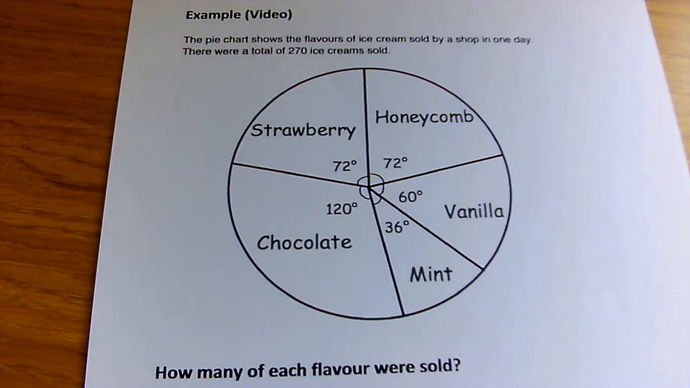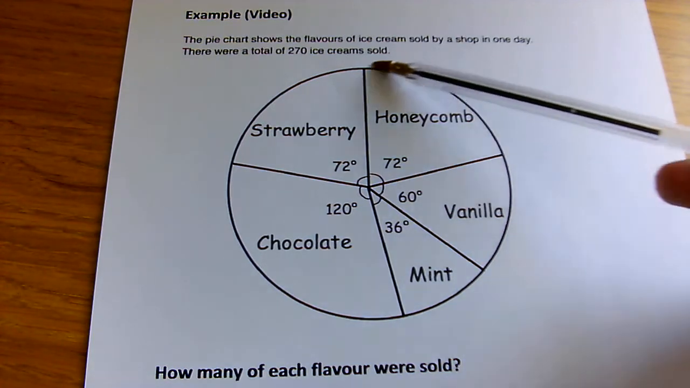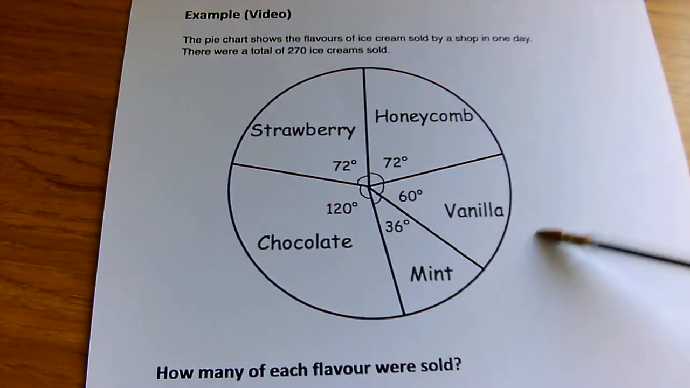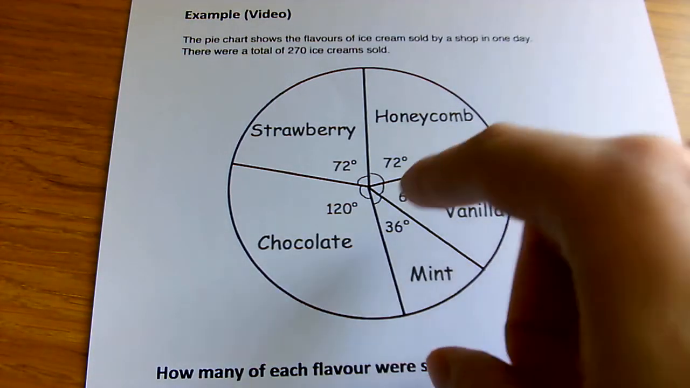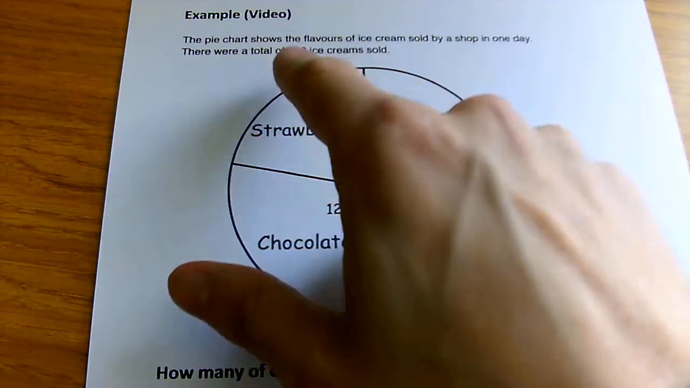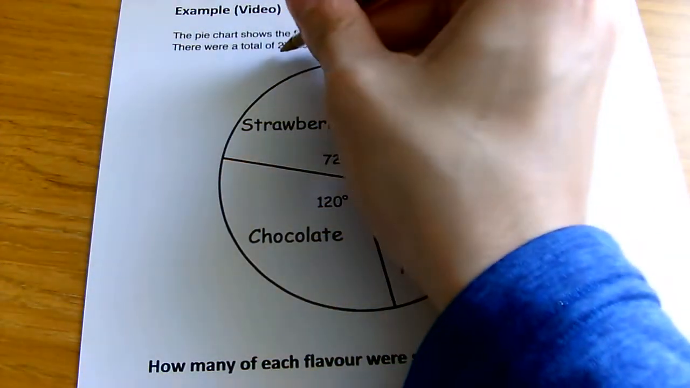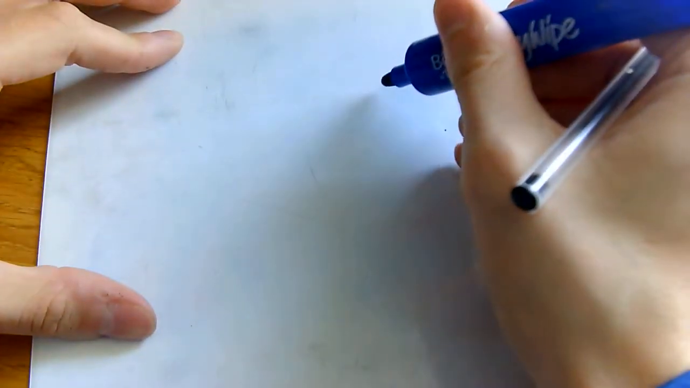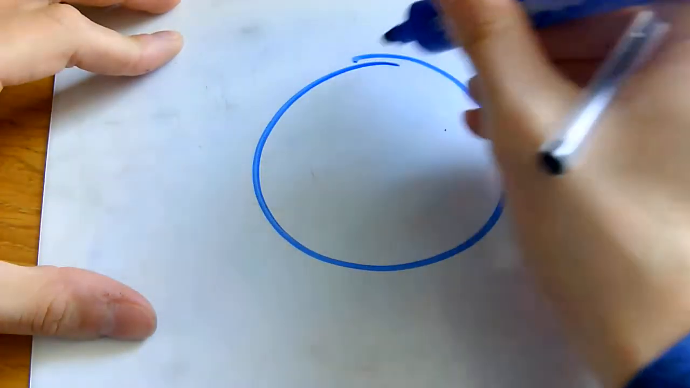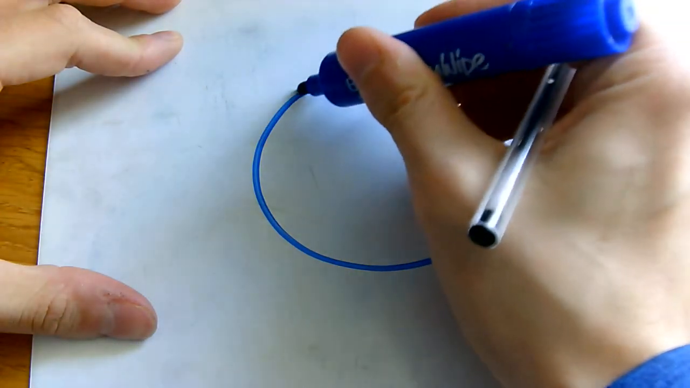The same principle applies here, which is that we know we've got 360 degrees, and we just want to see how much each section represents of the total amount, which in this case is 270 ice creams. Now, if the pie chart was more simple, let me just give you an example of a really basic pie chart. Try and draw a circle here. No, that was looking pretty good to begin with, but there you go.